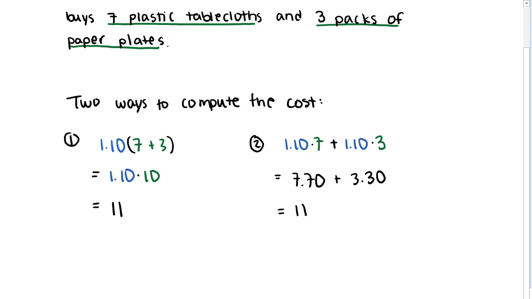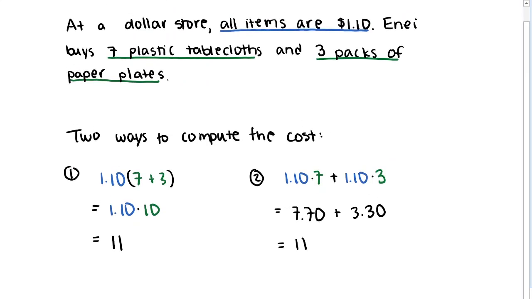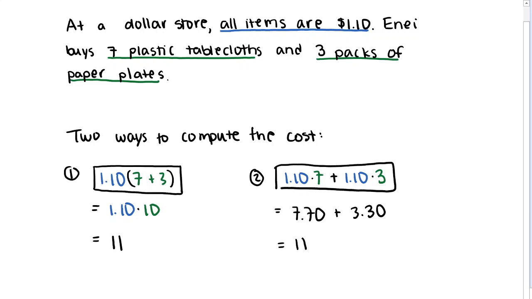But the main point I want to showcase here is not that we can compute this cost and we can do it twice. The main thing I want to emphasize is that really these two ways of computing are the same. So these 2 ideas here, these are the same. They're equivalent ways of computing this total cost. And so this equivalency of how we can compute this cost is called the distributive law.